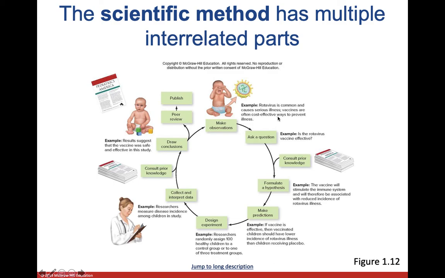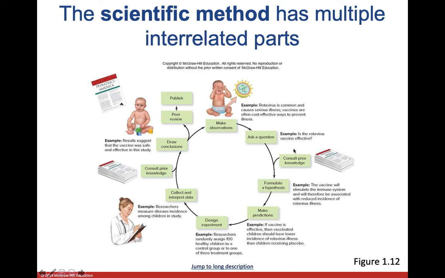So that is an observation. That's the very first step of our scientific method. We've observed that rotavirus causes little children to get sick, and we've also observed that the vaccine tends to prevent children from getting sick. So we've observed that. Well, we want to ask a question. Is the rotavirus vaccine effective?